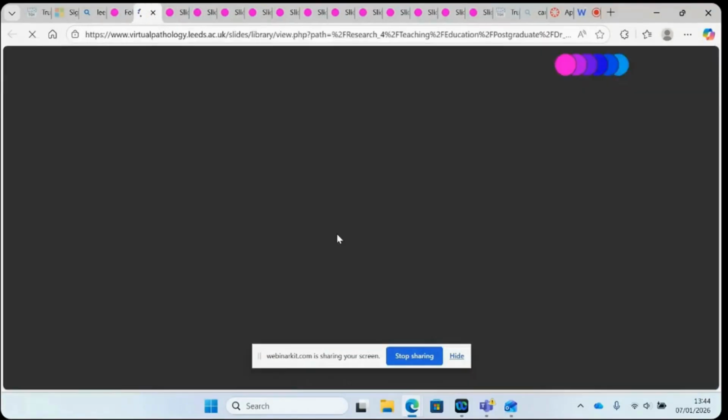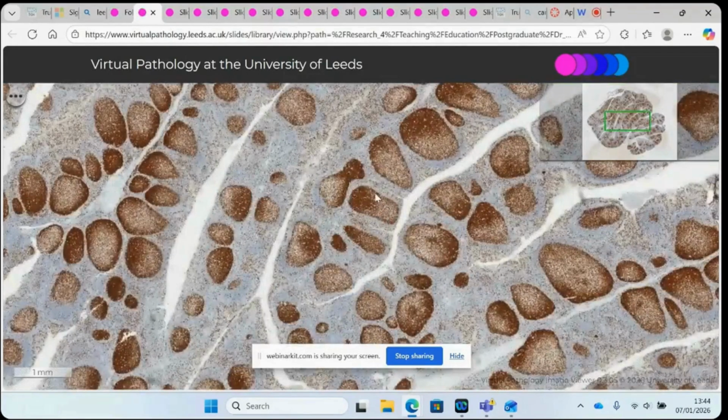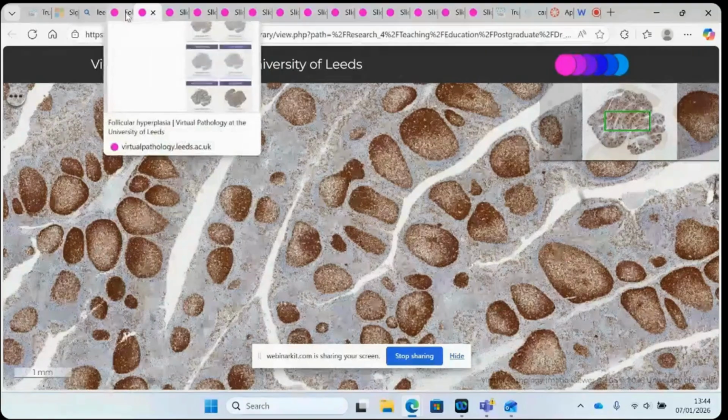Ki67 is actually quite high and also shows polarization. It's higher in the dark area, lower in the lighter area. This is the proliferative area. Interesting that the T follicular helper cells are more present in the lower proliferative area than the higher proliferative area.